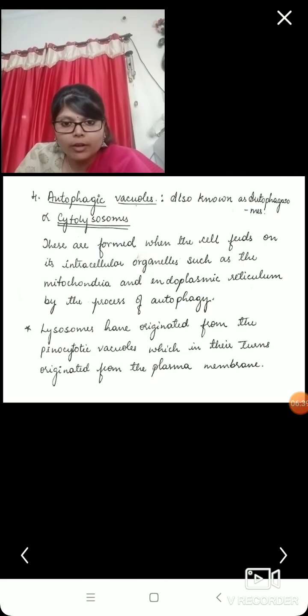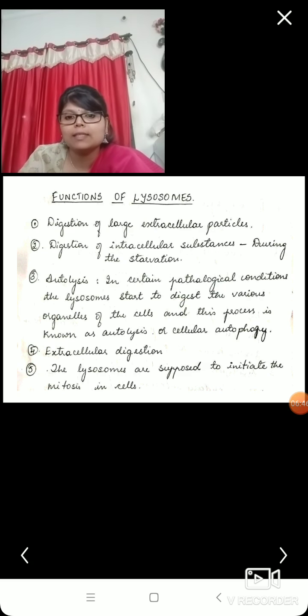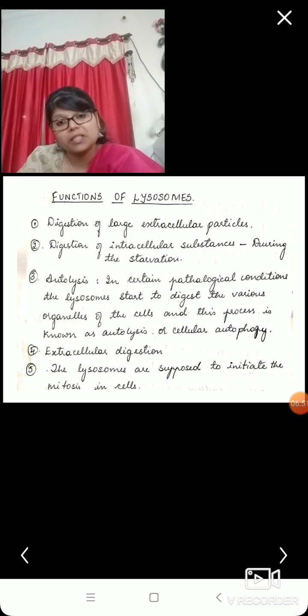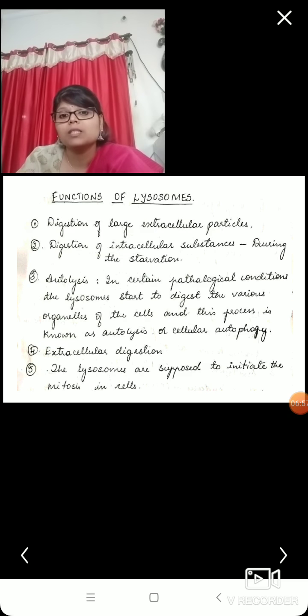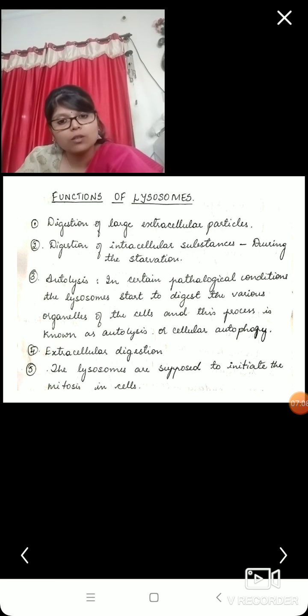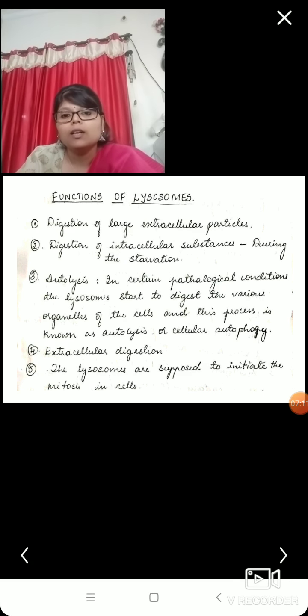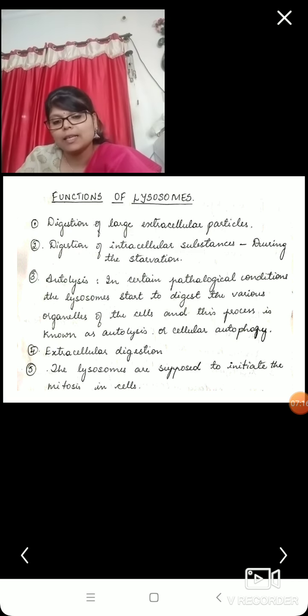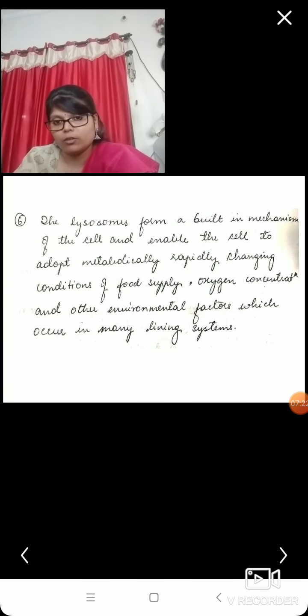Coming to that function: autolysis in certain pathological conditions. What are pathological conditions? Nothing but infected stages. If a cell is infected, then the lysosome starts digesting the various organelles of the cell itself, and this process is known as autolysis or cellular autophagy. Lysosomes are also believed to help in initiating mitosis in the cells.